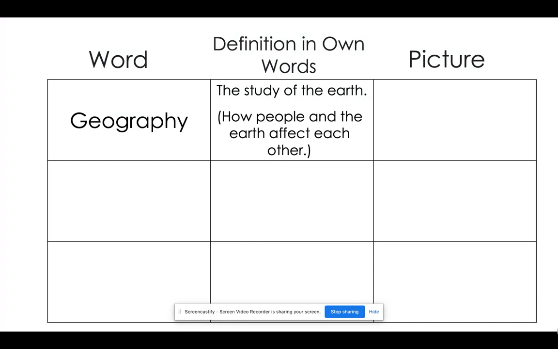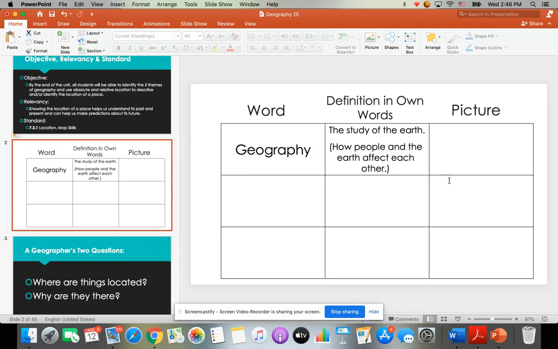First thing we're going to do, though, is go back into our vocab notes, and we're going to add something to geography here because this will be important when you take your test. It's important to know that one of the big main focuses of geography is studying how people and the earth affect each other. So let's do that.